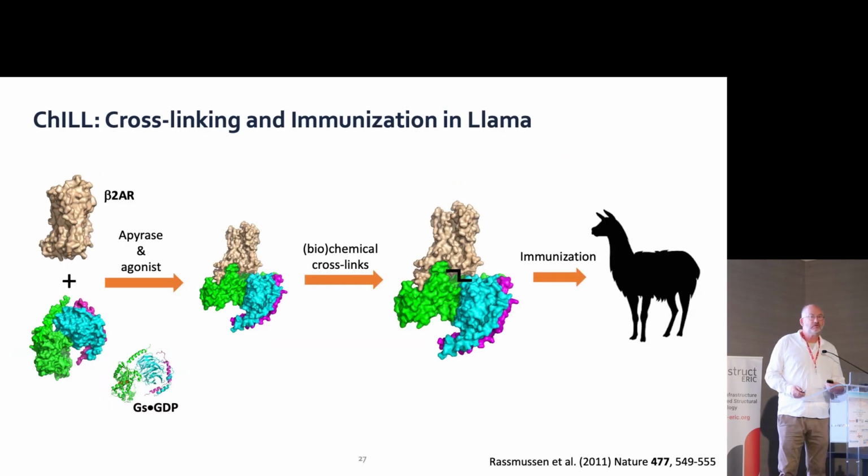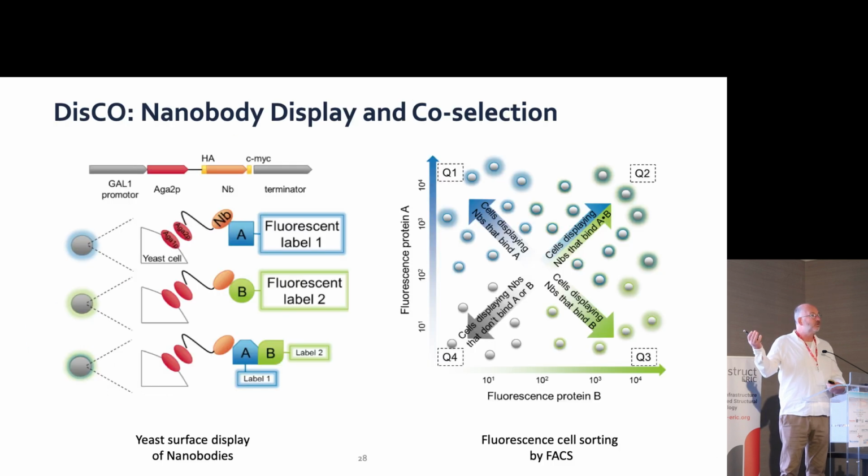The trick we use is simple. We cross-link our complexes before we immunize, to make sure that we present epitopes that are characteristic for the complex to the animal, and we also devise fancy tricks to pull out binders that specifically bind the complex. This is just one of our tricks.